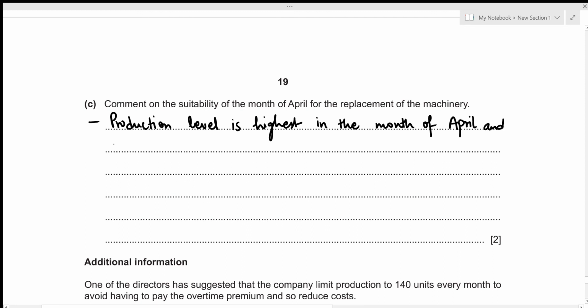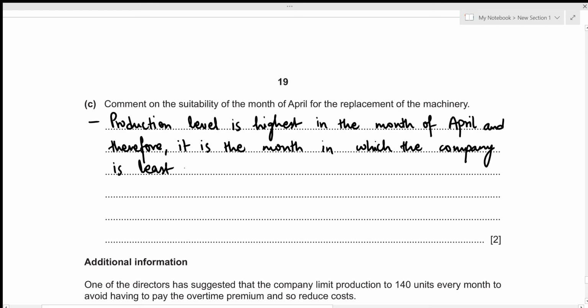And therefore, it is the month in which the company is least able to cope with a possible disruption of production.